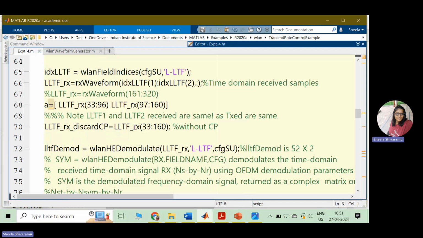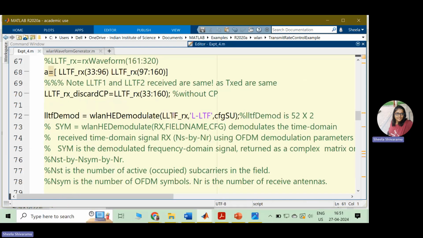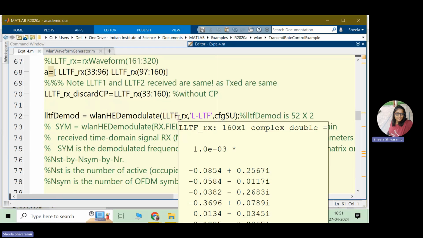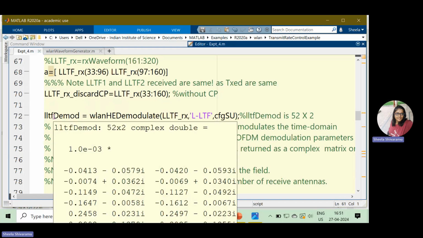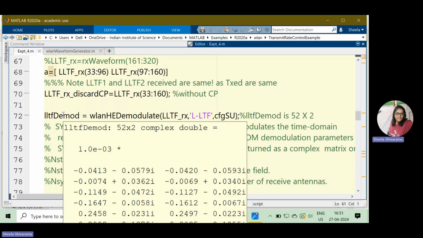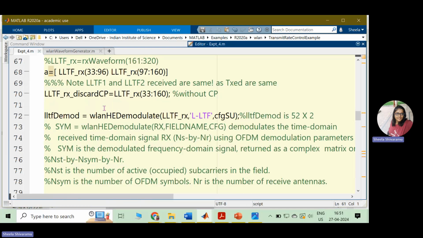This I showed just to explicitly show without CP, but with WLAN HE demodulate, you can send the complete LLTF RX, that is the 160 samples. It internally does the discarding, and LLTF demod is 52 cross 2. This is LLTF RX, the received time domain signal. WLAN HE demodulate does FFT on it at the receiver end. Then you get the demodulated frequency domain signal. So LLTF demod is a demodulated frequency domain signal. It is 52 cross 2. 52 is the number of occupied subcarriers and 2 is the number of OFDM symbols.